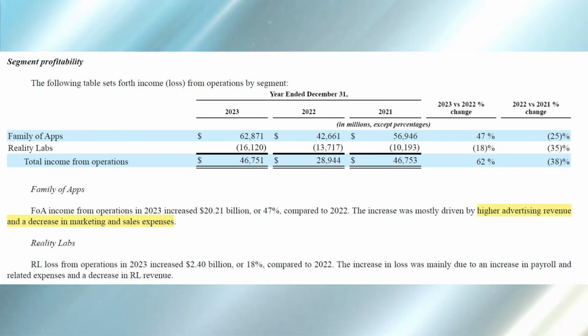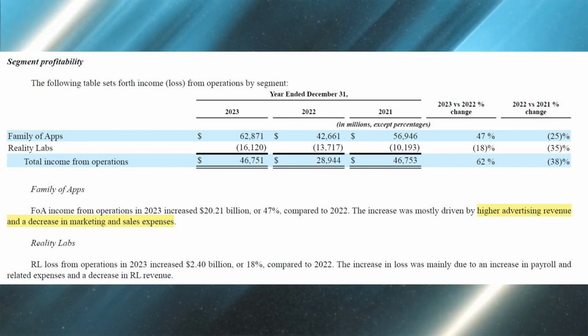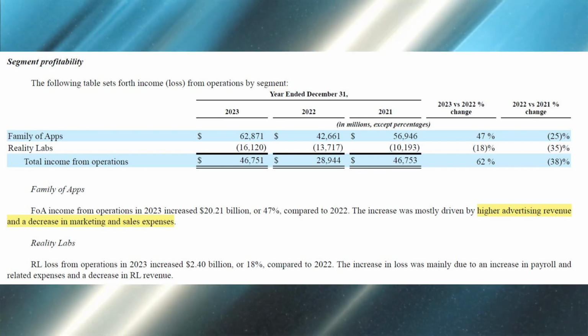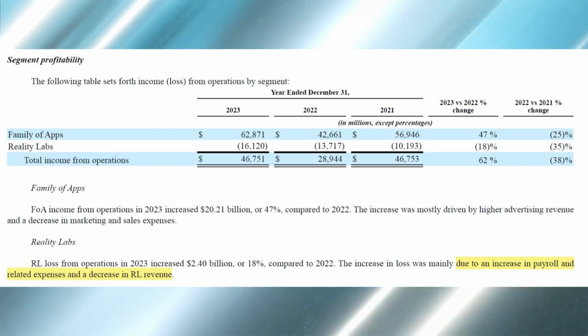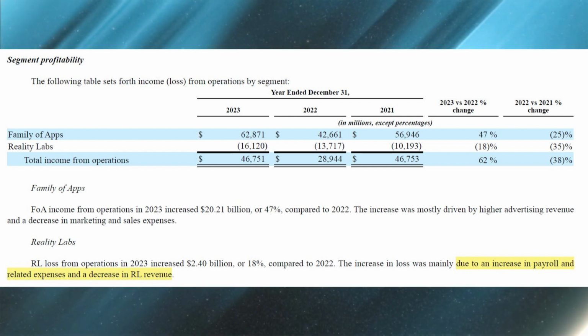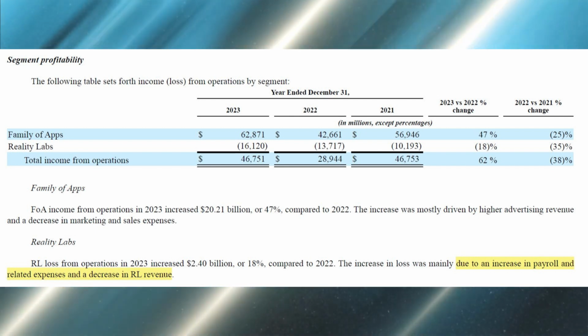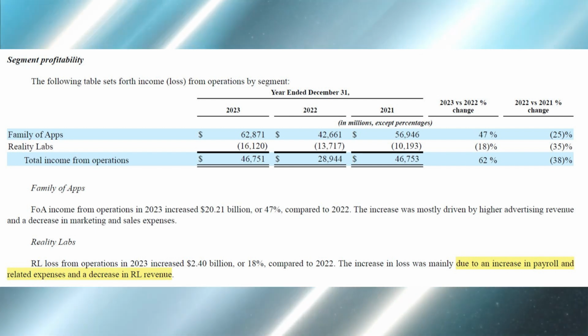For the Family of Apps, profits actually increased compared to last year, explained here by increase in advertising revenue and decrease in marketing costs. For Reality Labs, Meta explains the loss by increased payroll as Meta continues hiring technology talent to innovate in this division, coupled with a decrease in sales of Meta Quest glasses, which is not a good sign for the product.